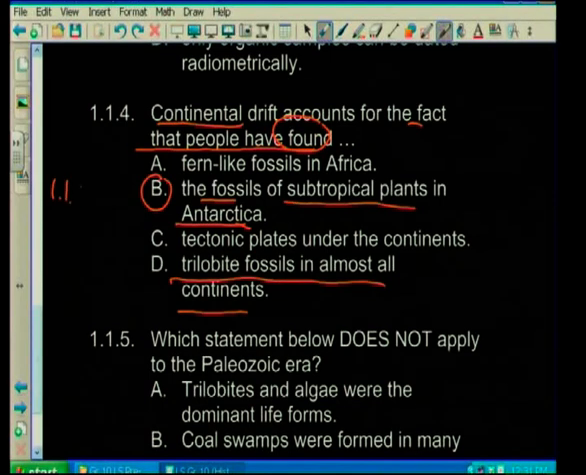So the answer here is B. 1.1.4, B, and that is the fossils of subtropical plants, which are normally in a terrestrial area, now found near the polar regions, the Arctic or Antarctic region, where there's only ice.